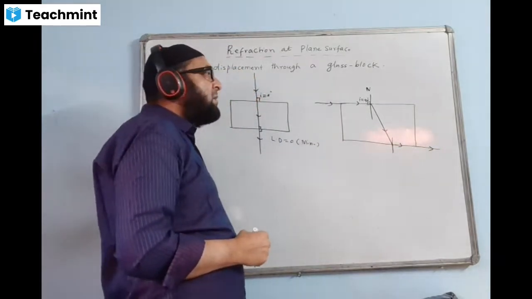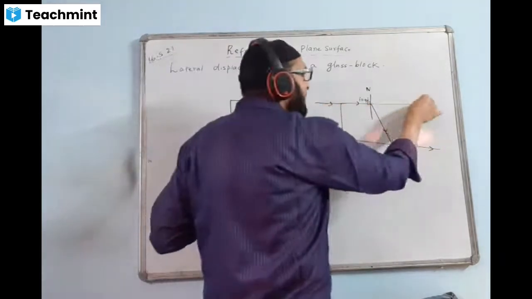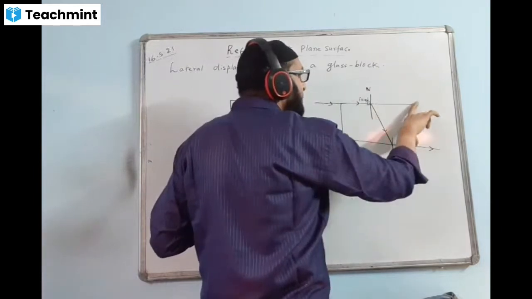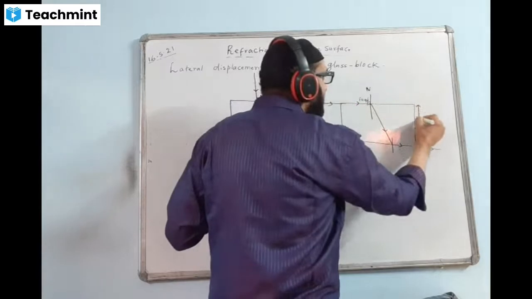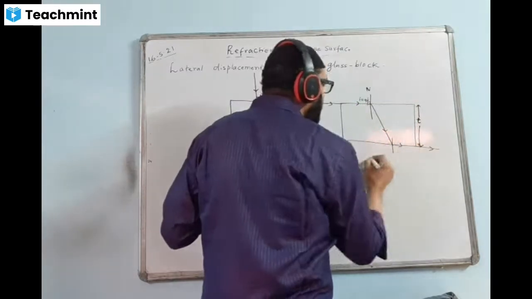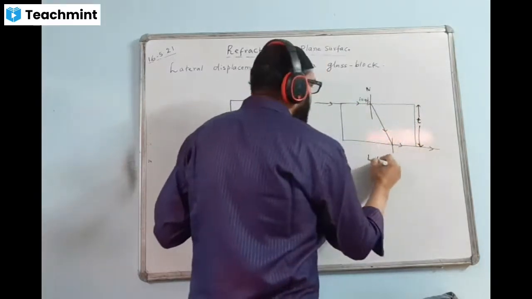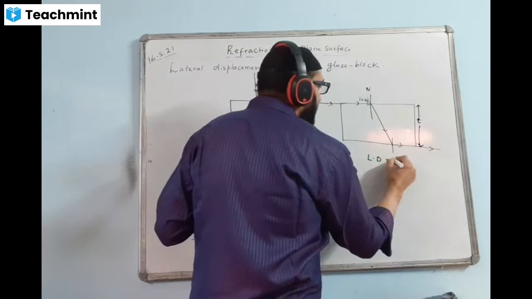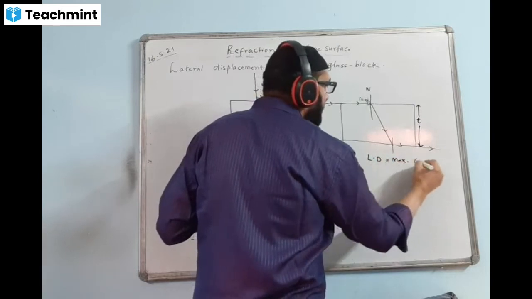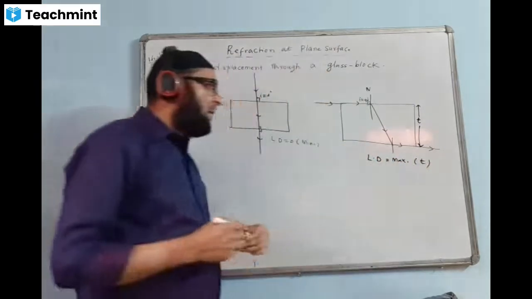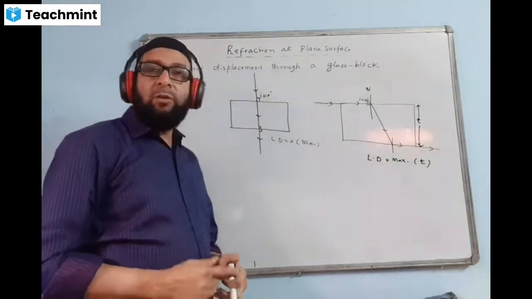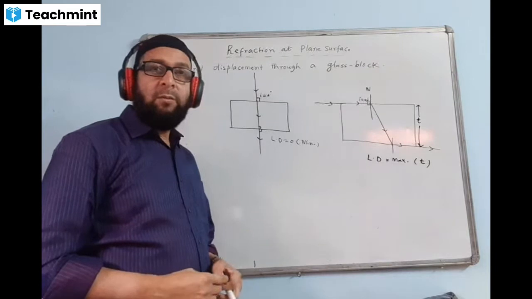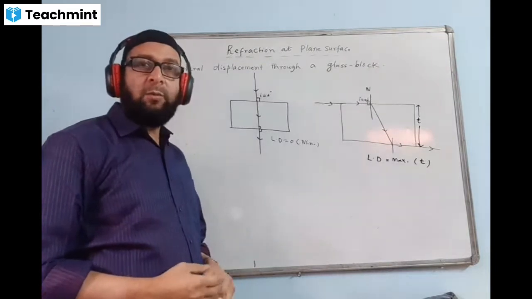And what is the value of lateral displacement? This ray will extend here. This is the perpendicular distance between them. This is the same as the thickness of the glass block. This distance will be equal to what? Thickness T of the glass block. Here we write LD equal to maximum and equal to T. LD will be maximum here in this case, and it will be equal to the thickness of the glass block.